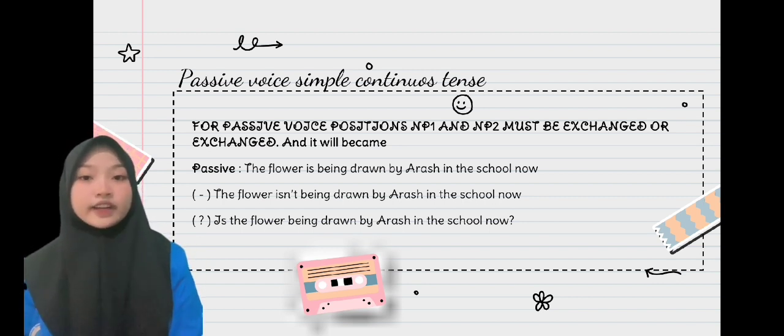And I have another example. The active sentence is Karina is planting mango trees in her yard now. And it is the same as the first example, that the positions of NP1 and NP2 must be exchanged, and it will be the mango trees are being planted by Karina in her yard now. And the negative form will be the mango trees aren't being planted by Karina in her yard now. And the interrogative form will be are the mango trees being planted by Karina in her yard now?